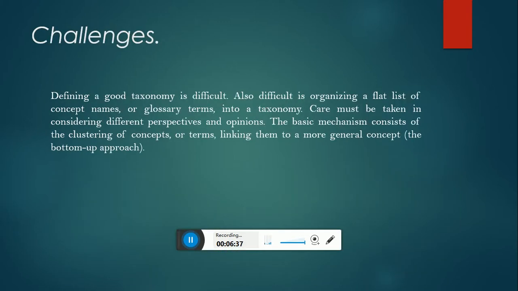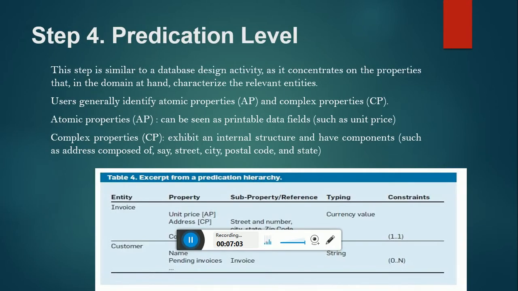So, as we just talked about the taxonomy, there are challenges as well. It's difficult organizing a flat list of concept names or glossary terms into a taxonomy. We must be careful while considering different perspectives and opinions. The basic mechanism consists of clustering of concepts or terms, linking them to more general concepts, and the bottom-up approach. The fourth step is the predication level.